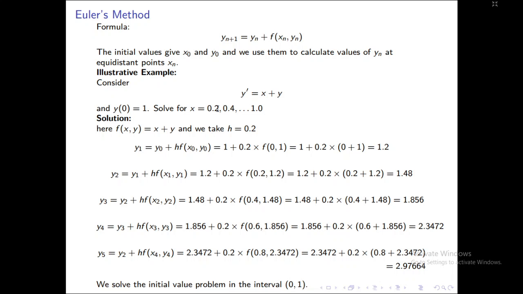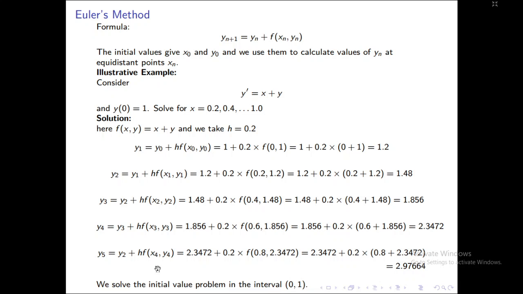And similarly in the next step, y5 is the value of y at x5. So x0 is equal to 0, x1 is equal to 0.2, x2 is equal to 0.4, x3 is equal to 0.6, x4 is equal to 0.8, and x5 is equal to 1, and y5 means the value of y at 1, that is given by y4 plus h into f of x4, y4, which is 2.3472 plus 0.2 into f of x4, that is 0.8, y4 obtained in the previous step, 2.3472, is equal to 2.97664.